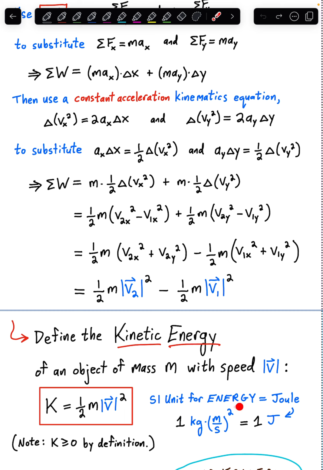The SI unit for energy, this is the first energy we've discussed, is the joule. Capital J is the abbreviation for joule. So a kilogram times a meter squared per second squared is equivalent to 1 joule. A joule is the same thing as a kilogram times a meter squared per second squared in our SI system.